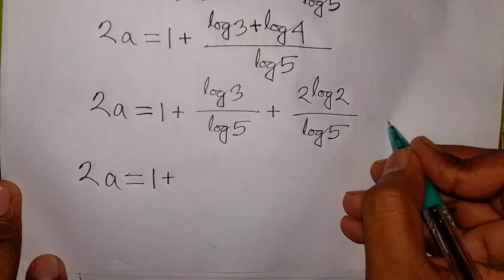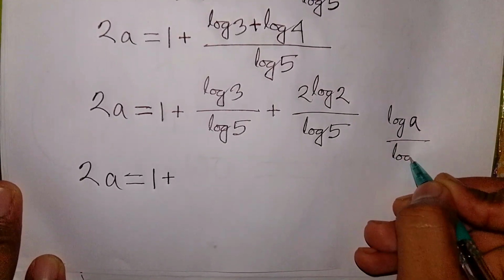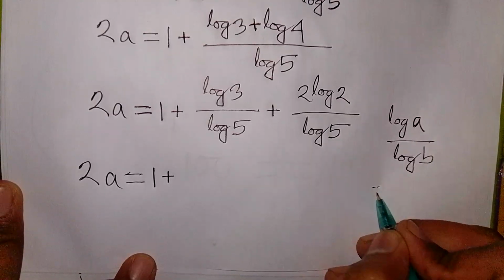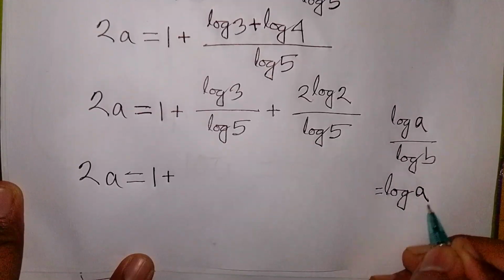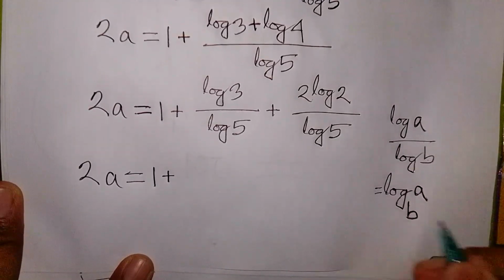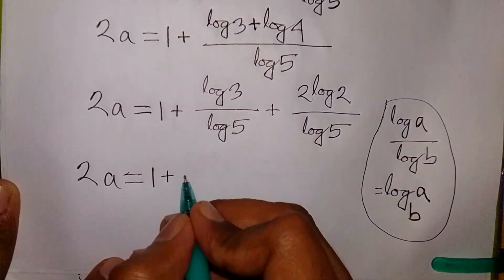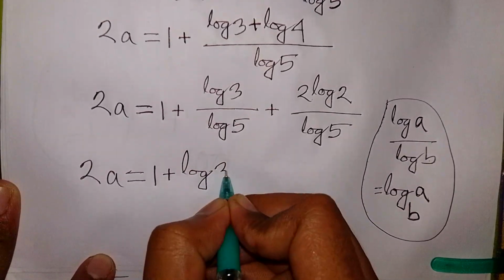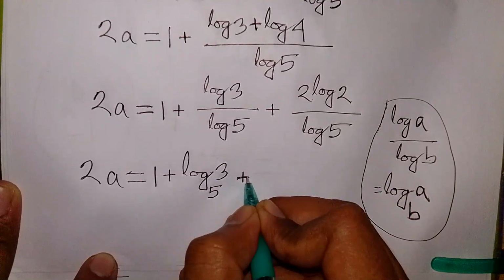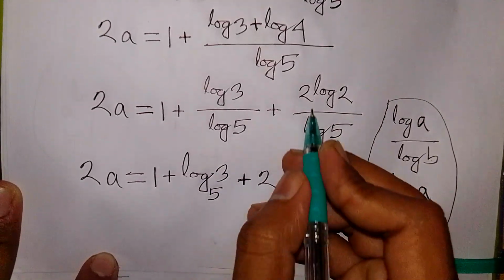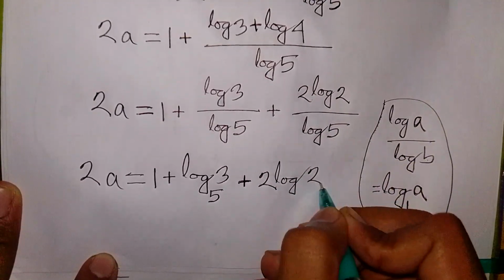So we apply this formula, log a over log b is equal to log a base b. So according to this formula, it will be log 3 base 5 plus 2 times log 2 over log 5. So it will be log 2 base 5.